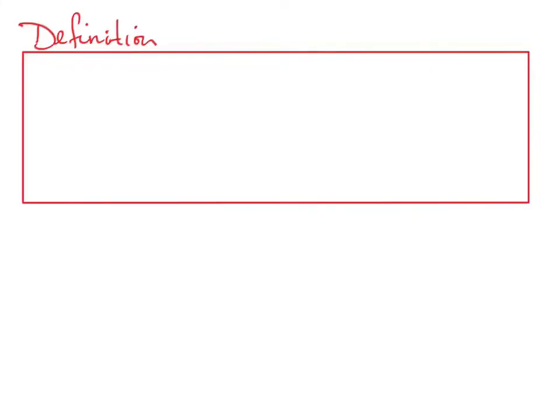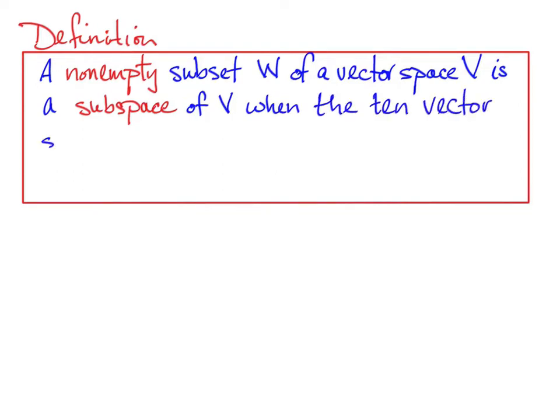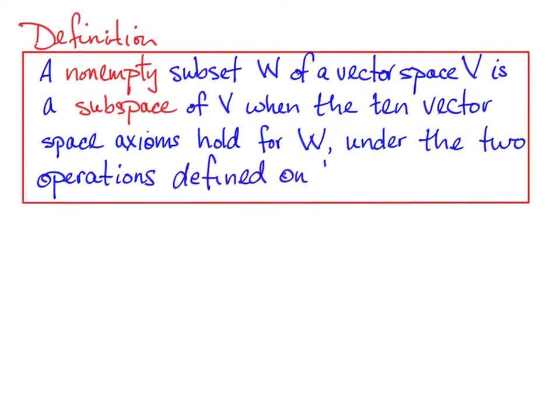Hi, welcome back. In this video, we're going to introduce the definition of a subspace of a vector space and illustrate with a couple of examples. So, if you have a non-empty subset W of a vector space V, then W is called a subspace of V if it's a vector space. In other words, all 10 vector space axioms hold for the subset W with the same vector addition and the same scalar multiplication that V has.